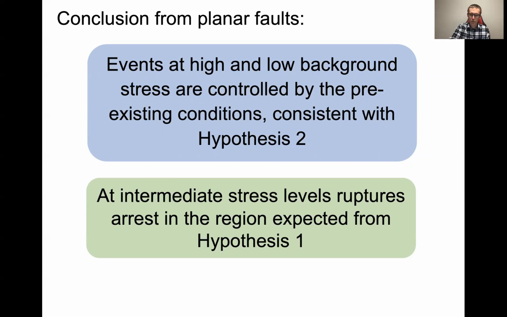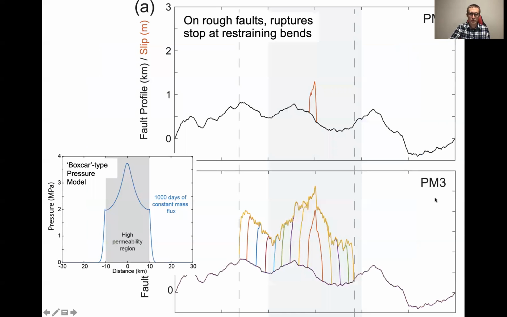This is on planar faults, but what happens when we introduce, and this is what we're interested in, rough faults? Well, we see a little bit more complicated of a picture. Here's a single example, and again, this is using the boxcar type pressure model. Without pore pressure, we essentially have a failed rupture, so the rupture doesn't even extend beyond the initiation region. With the added pore pressure from injection, you can see a rupture which doesn't quite reach the edge of the perturbed zone on one side and ruptures through it on the other side.